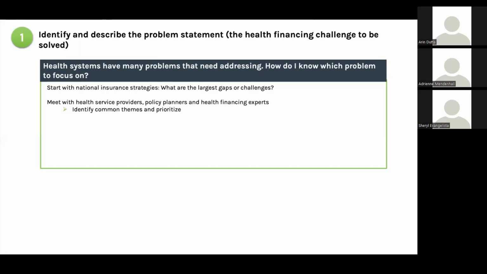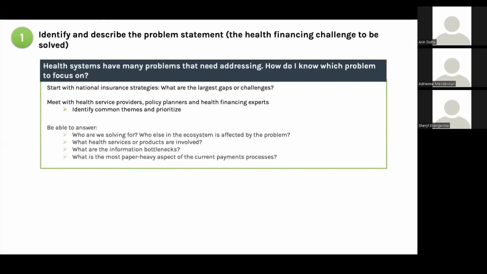Second, meeting with as many health service providers, policy planners, and financing experts as possible. And through these meetings, and this is what we've experienced as well, common themes emerge. You can identify those common themes, specifically around gaps or challenges, and then be able to prioritize those as well.